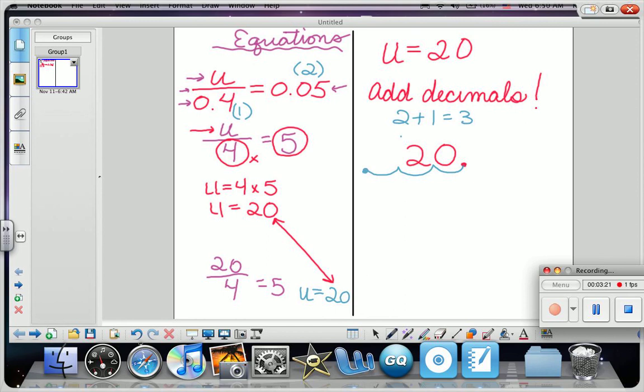Remember when we did scientific notation, any empty spot, we add a 0. So my final answer is U equals 0.02. And if you want to add that 0, you can. It's not going to make the problem wrong. So my final answer, U equals 2/100. So that is an example of an equation using decimals and solving them.